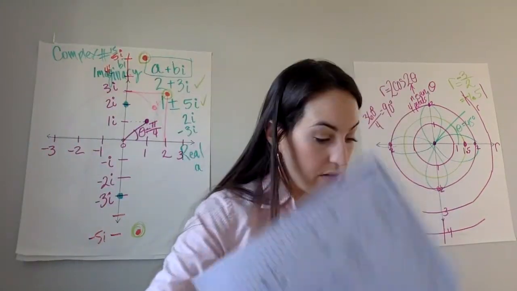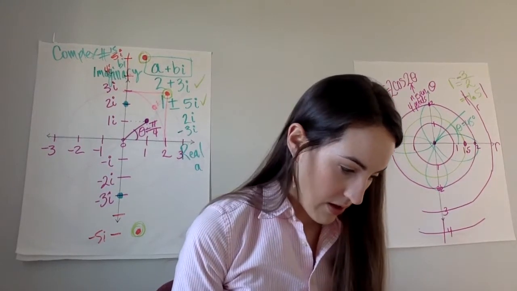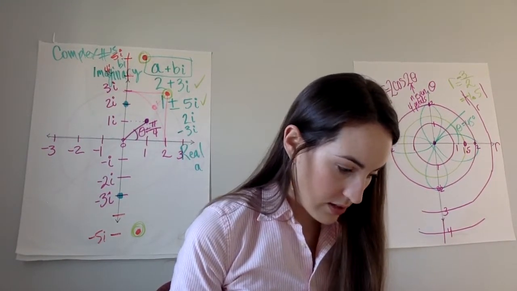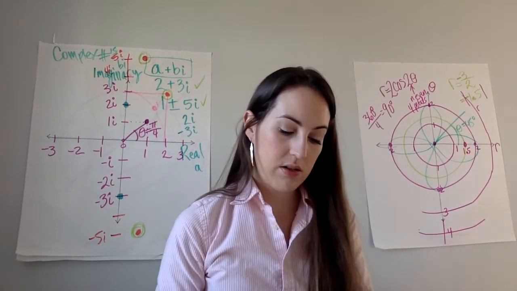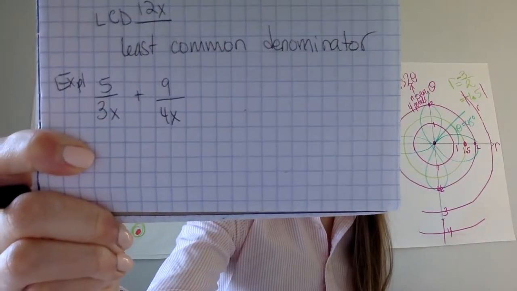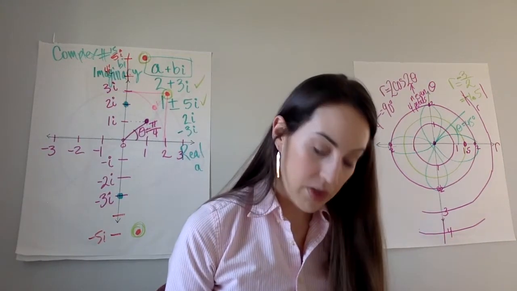We're asked to do the addition of 5 over 3x plus 9 over 4x. Okay, so there's our example. This is on page 474. Copy that down into your notes. I'm going to look for the least common multiples here.